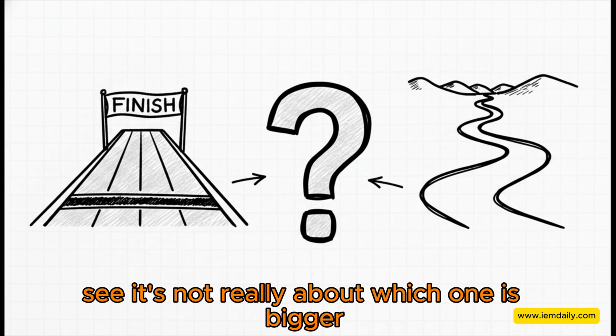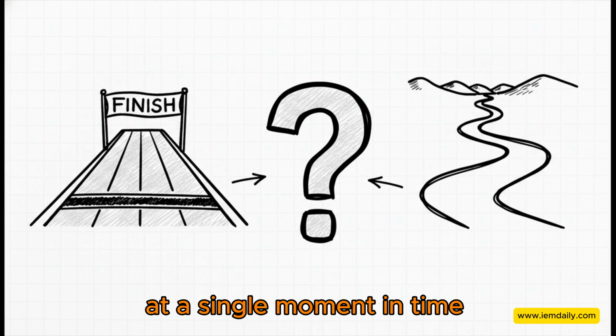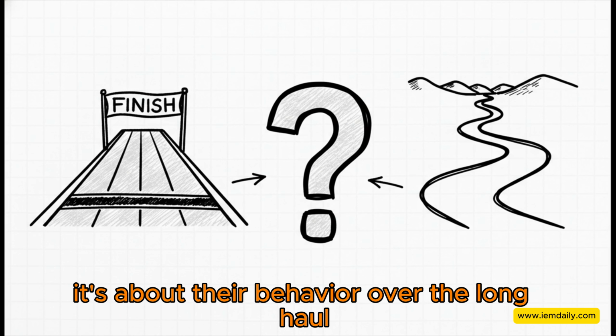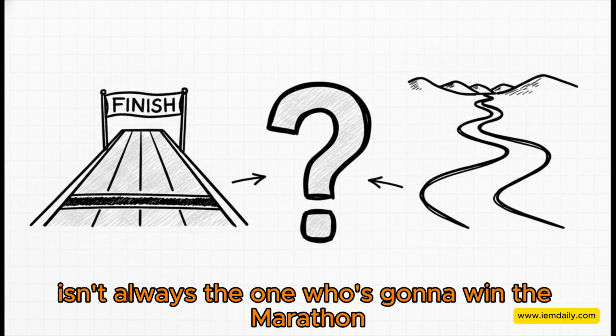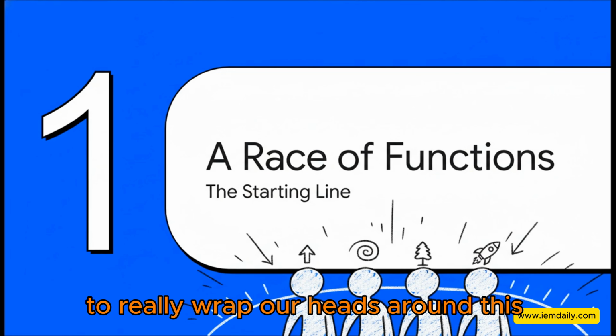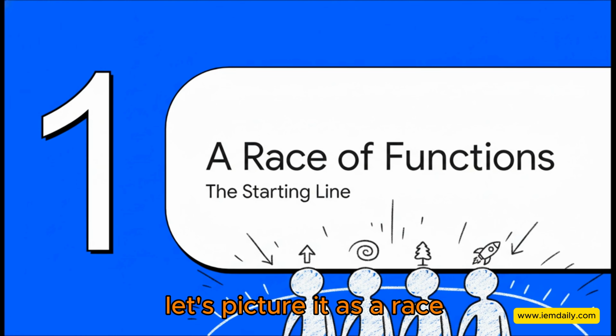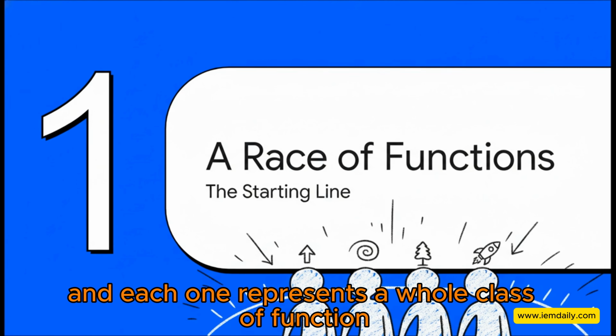See, it's not really about which one is bigger at a single moment in time. It's about their behavior over the long haul. As you're about to see, the one who wins the sprint isn't always the one who's going to win the marathon. To really wrap our heads around this, let's picture it as a race. We're going to line up 4 competitors, and each one represents a whole class of function growth.